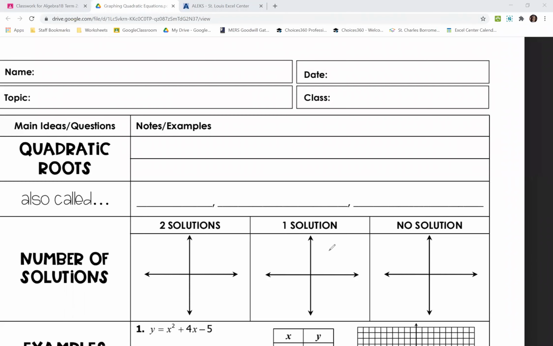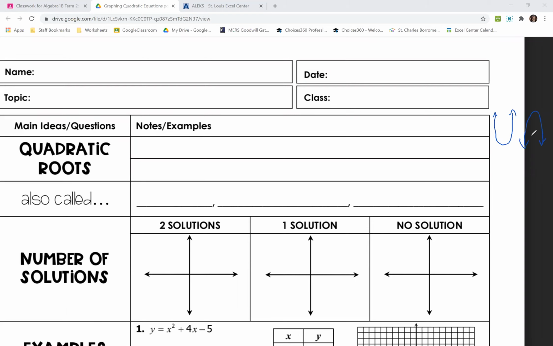Okay, so let's take some time today to graph our quadratics. And so, like I had said before, when you graph a quadratic, what it looks like is either a U or it's upside down. It looks like an arch. Okay, so that's what our quadratics are going to look like.